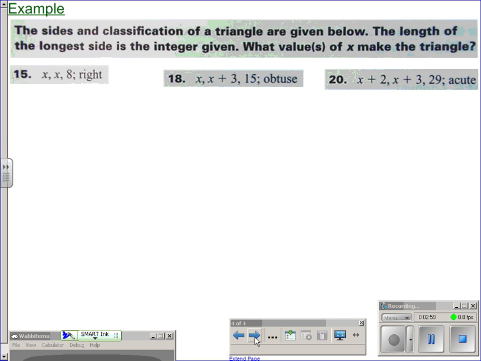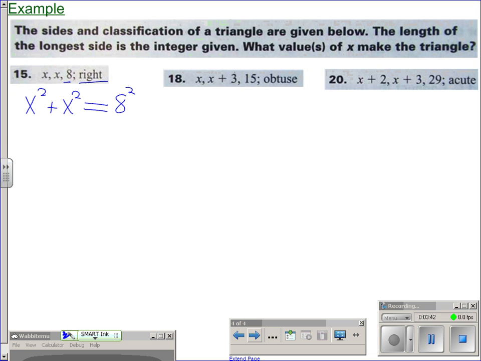We're going to do this first example, number 15. It says the sides and classification of a triangle are given below. The length of the longest side is the integer given. What value or values of x make the triangle? So we have a right triangle. The length of the longest side is this integer 8. Because it's a right triangle, 8 is the longest side, that makes it the hypotenuse. So what value of x makes this a right triangle with a hypotenuse of 8? Well, because it's a right triangle, when we set up the Pythagorean Theorem, smaller side squared plus smaller side squared will equal, again because of the right triangle, the longest side squared.